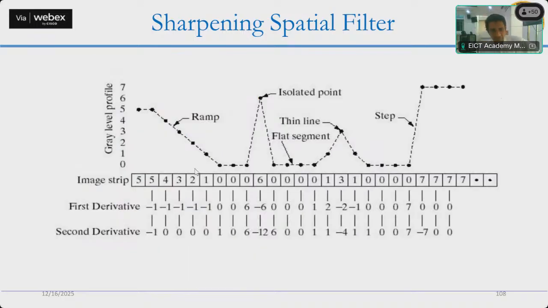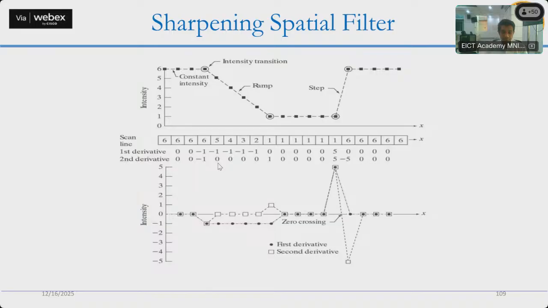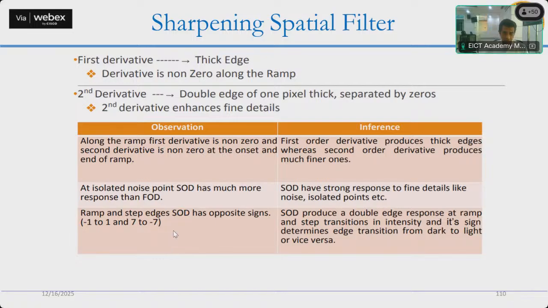In terms of the image, if you really want to see how it looks, we take this thin line and the flat segment. When sharpening with the spatial filter, the first derivative gives a thick edge, while the second derivative gives a double edge. It enhances the fine detail. So it depends upon whether we want to observe the boundary or the fine detail. Fine details are part of the high frequency.